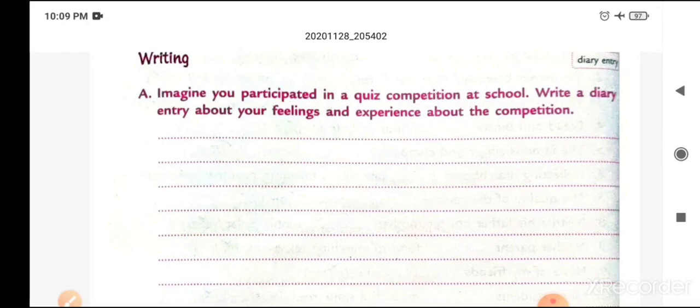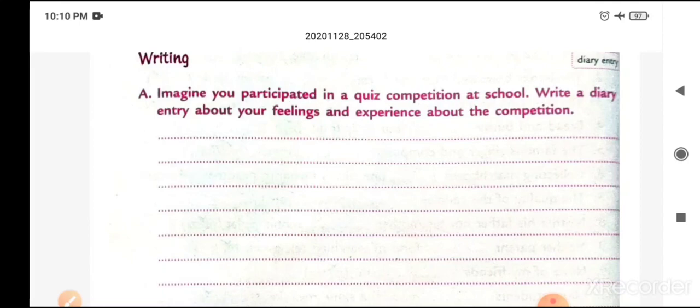And what are the questions that you tried to attempt and had actually given answers to? What was the last question for you? And the first questions, and how many questions and answers could you give correct replies to? You have to imagine all those things. Did you lose or did your team win the quiz competition? You have to mention that.